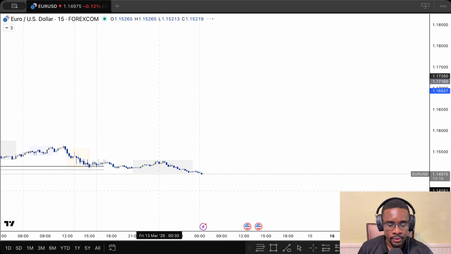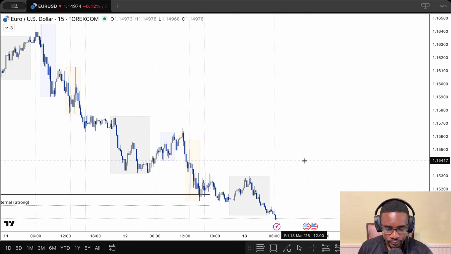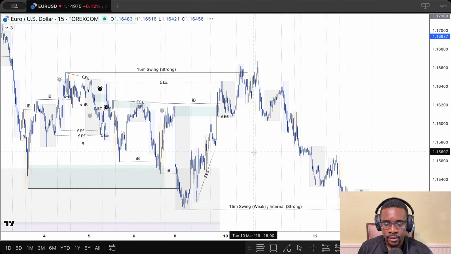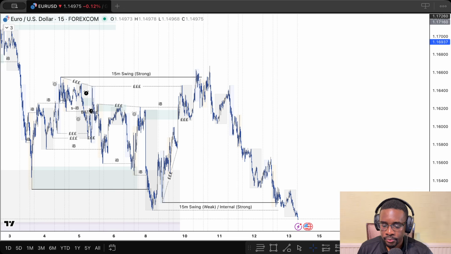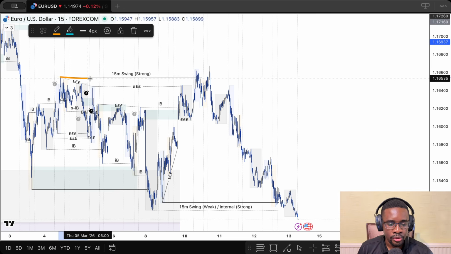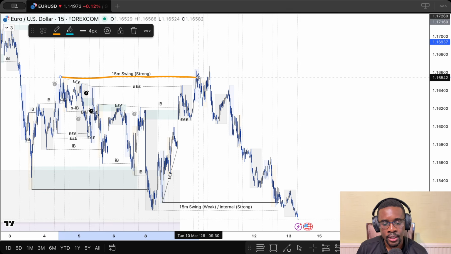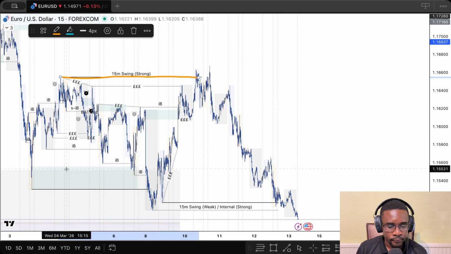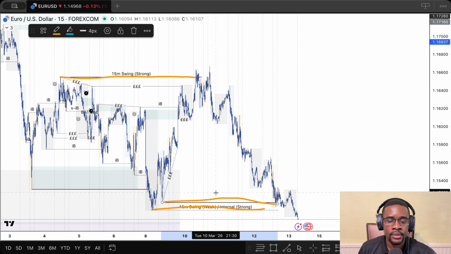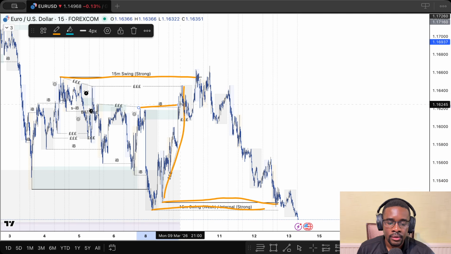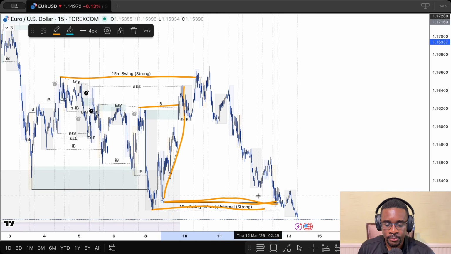So looking at the 15-minute, we can see we are clearly bearish. We did sweep, and we did break structure to the upside right there, making this our strong swing. And then this was my strong internal, with that break. And then we were expecting price to come in, maybe mitigate some of these areas.